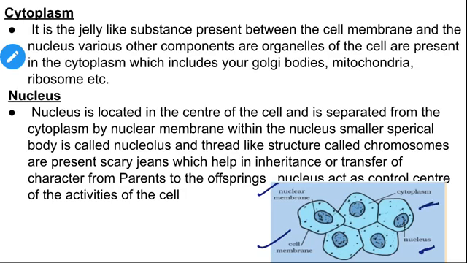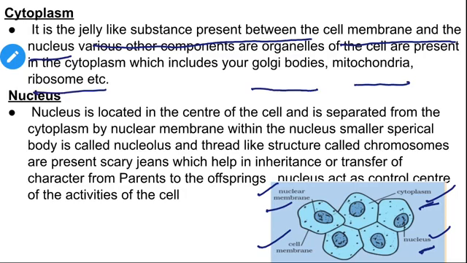So these are the cells which are joined together with each other. The outer covering is known as a cell membrane. Inside the cell there is the presence of the nucleus. The nucleus has a membrane known as nuclear membrane, and the jelly-like substance is known as your cytoplasm. So cytoplasm is a jelly-like substance present between the cell membrane and the nucleus. Various other components and organelles are present over there, which include Golgi bodies, mitochondria, ribosomes, and etc.